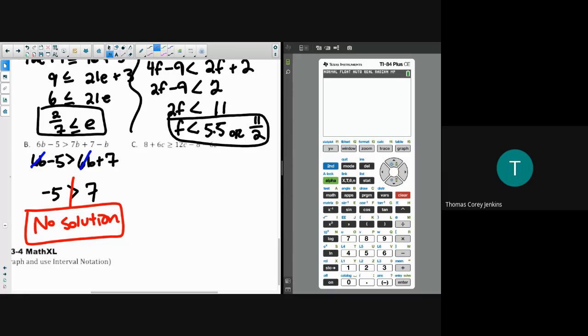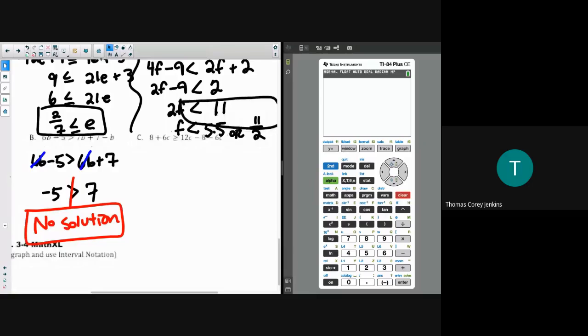Finish up with one more. Get that out of the way. All right, so need to combine like terms over there. So we have 8 plus 6c is greater than or equal to 12c minus 6c, which is obviously 6c, 6c minus 8.